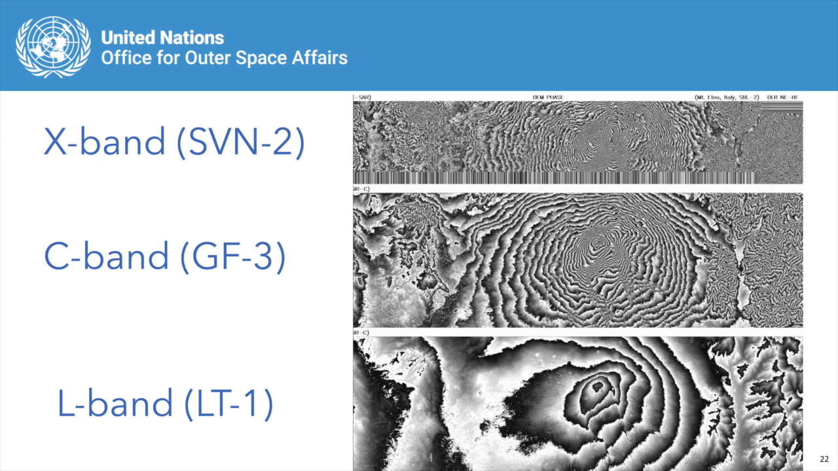The fringes get less dense. In L band, you see, like Lutan, we have less and less dense fringes. So, in a quick and simplified manner, we can say that from X band, because these fringes are smaller, we can get a finer, more precise DEM than from L band.